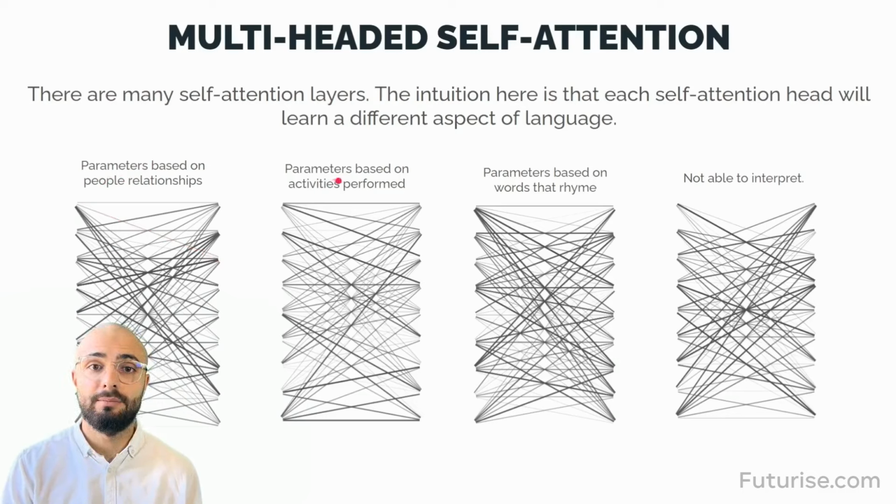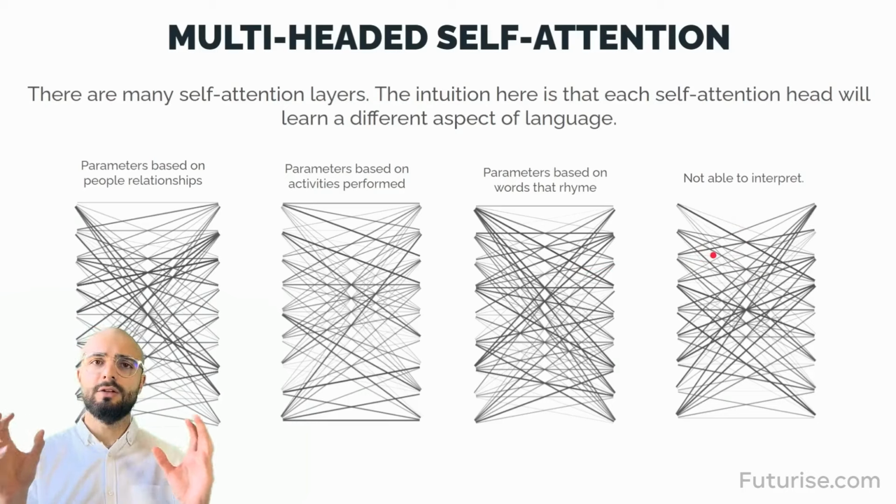This head might be based on the activities that are performed. This one might be based on words that rhyme. So words that rhyme might have a higher or a thicker line or a higher parameter value between them. And others may not be as easy to interpret. So that's something important to note.